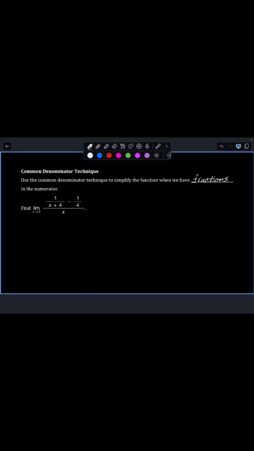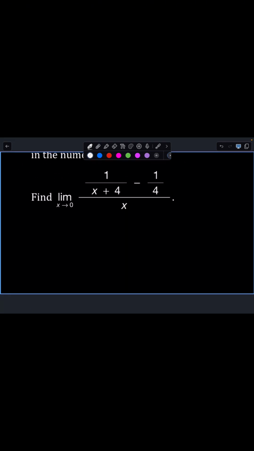So do you notice here, we're trying to find the limit as x approaches 0 for 1 over x plus 4 minus 1/4 divided by x. Isn't there like a way to like multiply the numerator by the denominator or something like that? Correct. So what we do is we find a common denominator. The easiest way to do that is multiplying both of them by each other.